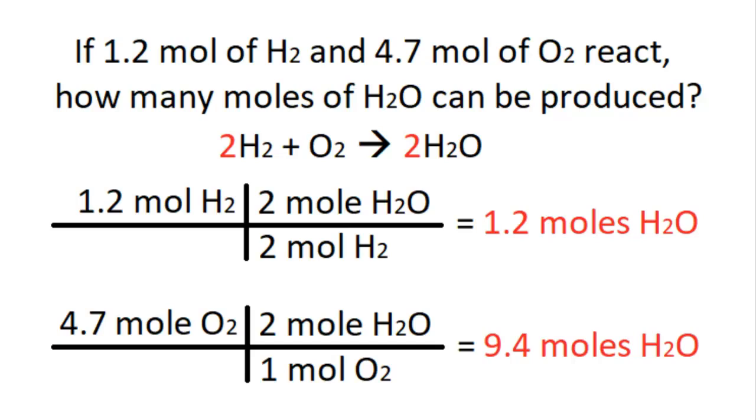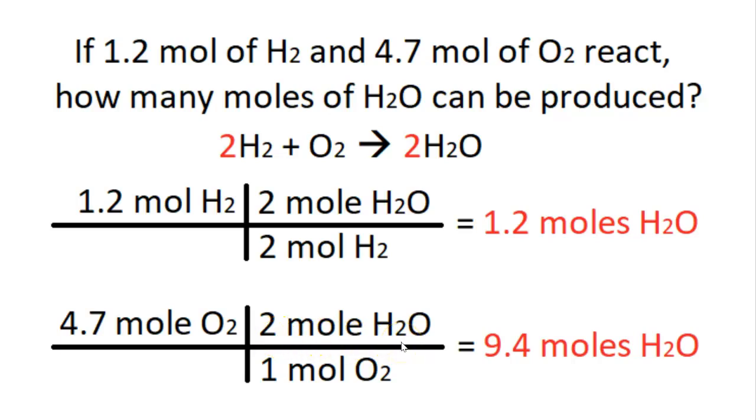So starting with our first number, we have 1.2 moles of H2. If we have H2 on top, we want H2 at the bottom. The coefficient for H2 is 2, so 2 moles of H2. And the mole ratio is 2 H2Os. So 2 moles of H2 for every 2 moles of H2O. For the O2, now we have our other know, which is the 4.7 moles of O2. If we have O2 on top, we want O2 at the bottom. And there is 1 mole of O2 for every 2 moles of H2O.